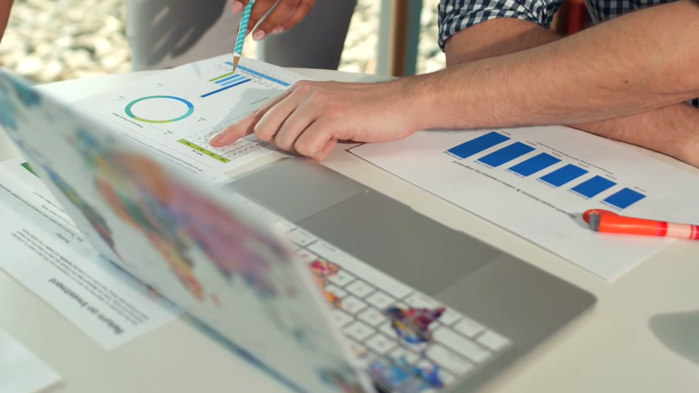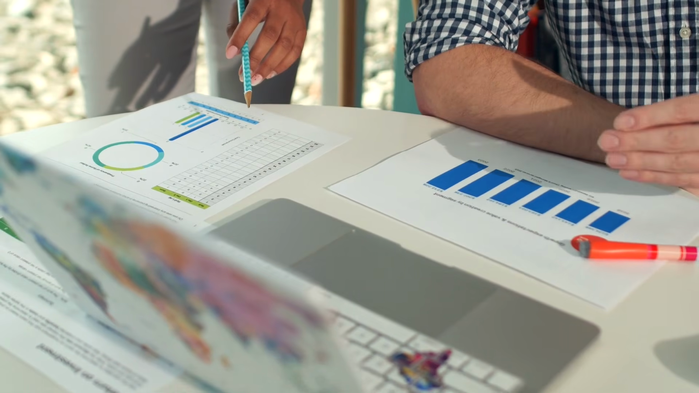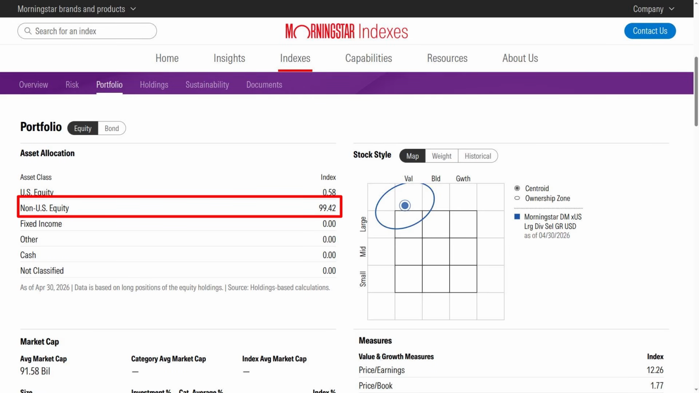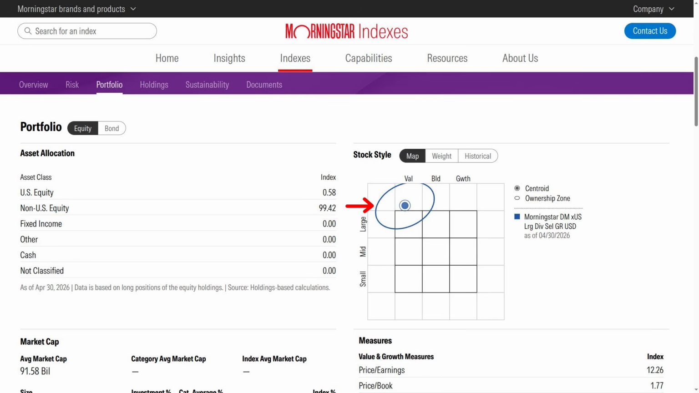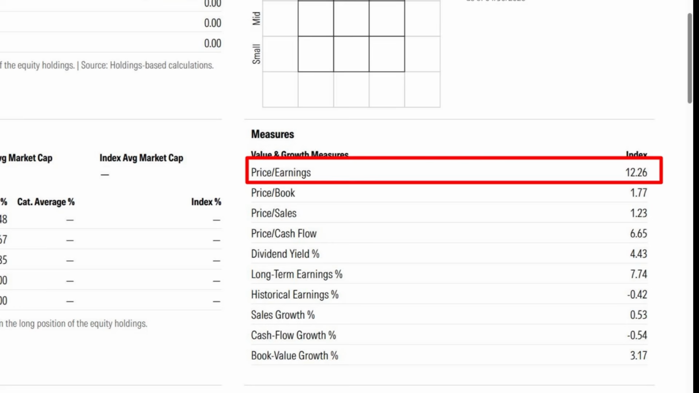All right, let's check what is actually inside this ETF. To do this, we will first go directly to the website of the index provider, Morningstar. As expected, the fund holds no U.S. assets. These are all large value companies, meaning established, financially strong businesses with stable profits that are currently valued relatively low by the market. We can also see here that the price-to-earnings ratio is sitting at just 12, which is honestly a very attractive valuation.